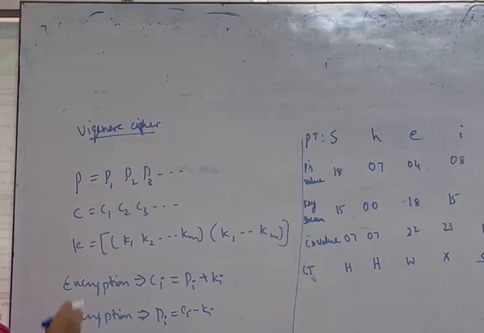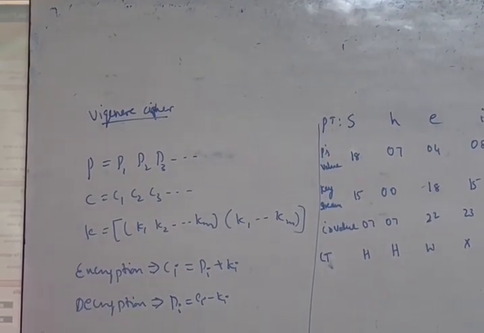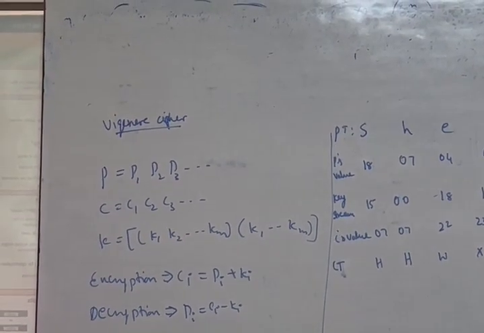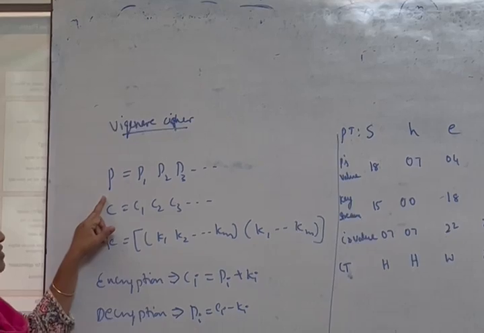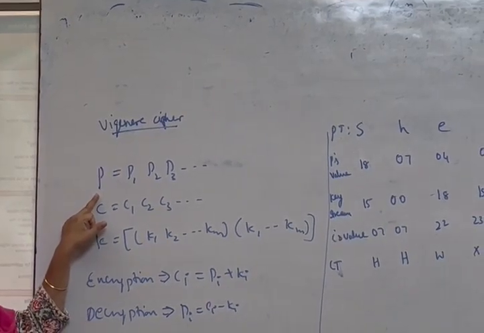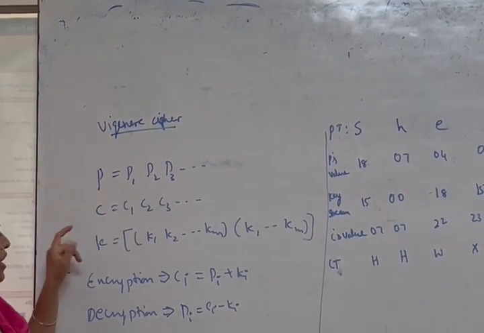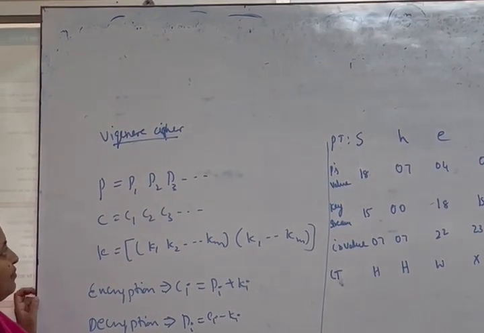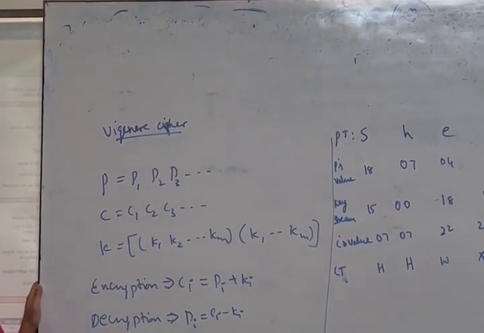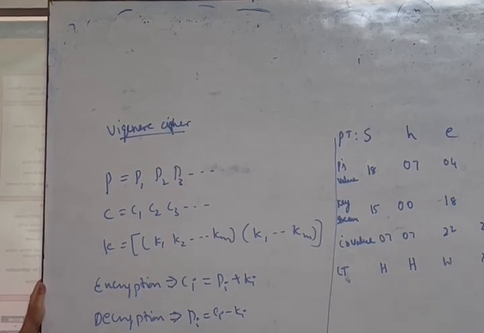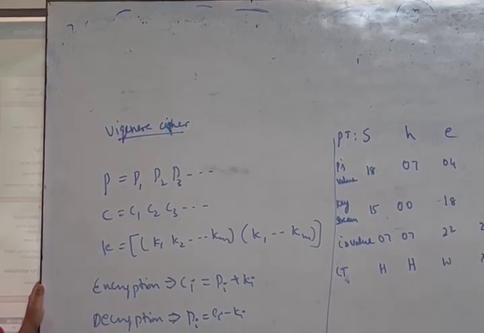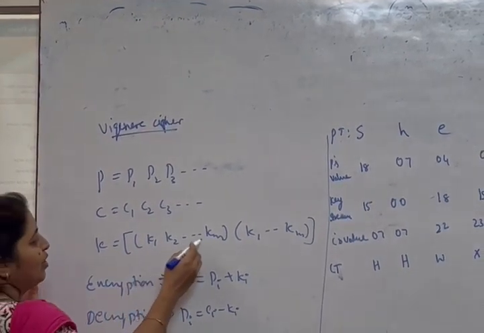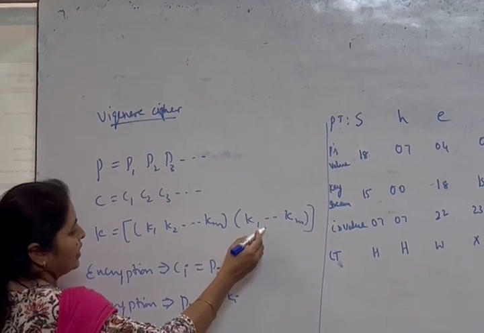So in today's lecture, let us see one of the polyalphabetic ciphers, that is nothing but the Vigenere cipher. In this cipher, let us take an example where the plain text is given by P1, P2, P3 and the ciphertext is given by C1, C2, C3 and so on. One of the important things is that the key string is repetitive. As we can see here, K1, K2 up to Kn and so on.